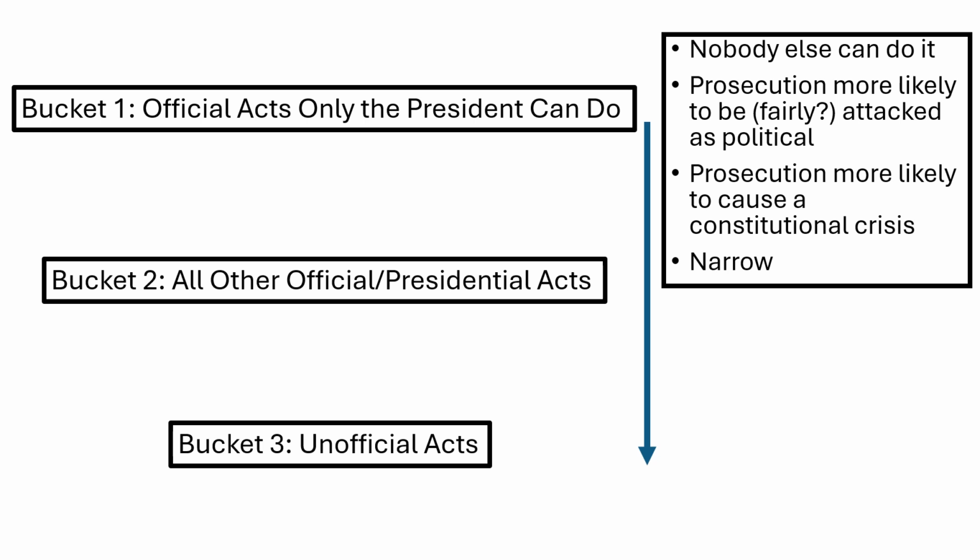But yeah, so from bucket one to bucket three, the other thing is that we're also talking about the scope of activity covered. Bucket one is the narrowest, and by the time you get to bucket three it's way bigger, covers way more conduct, way more things.